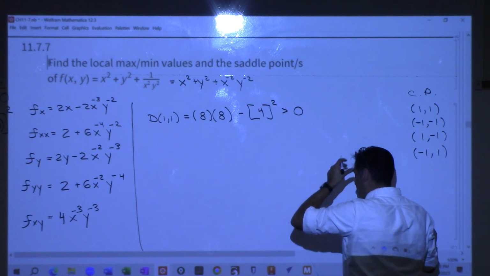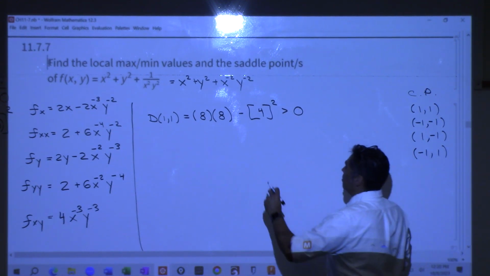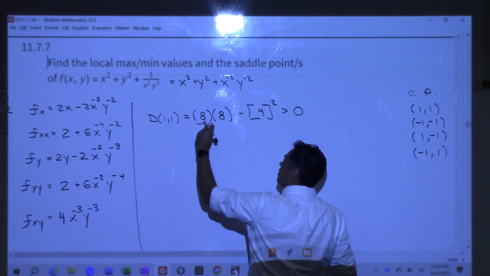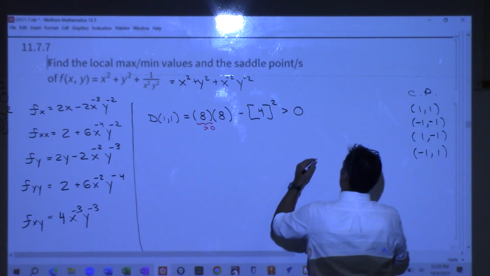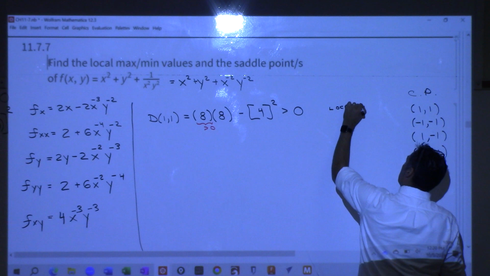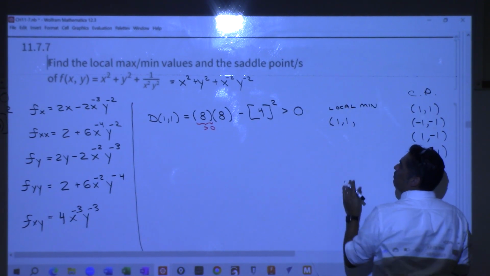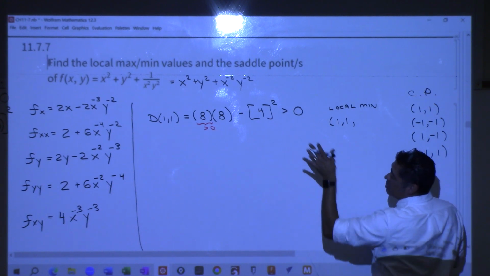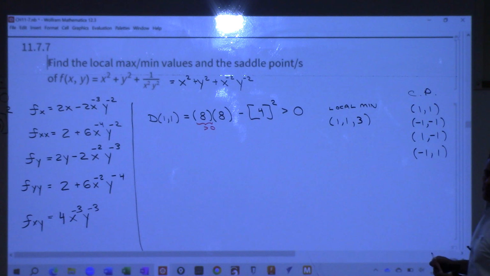When it's positive, what do we need to look at? fxx. Since that's positive and this right here is positive, local min at 1, 1. And if I plug 1, 1 into the original function, I think I get 3. Okay, there we go. We got 3 more to test, right?